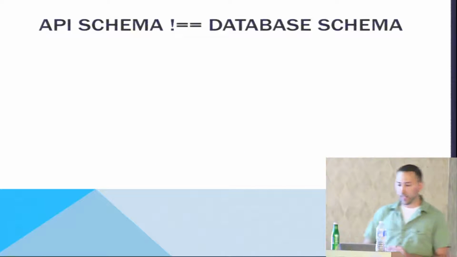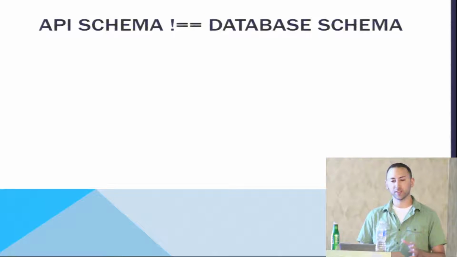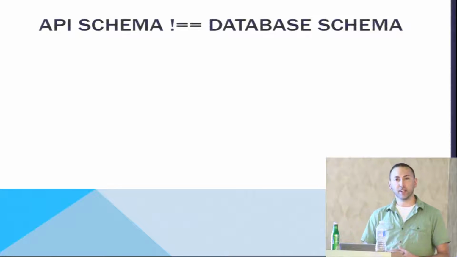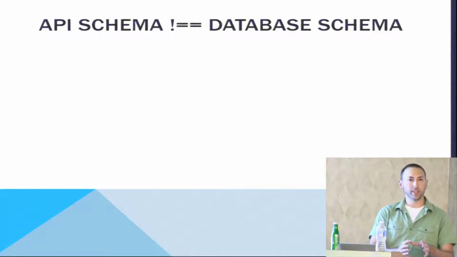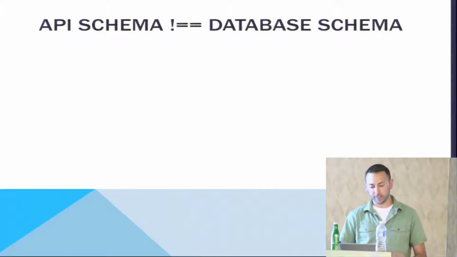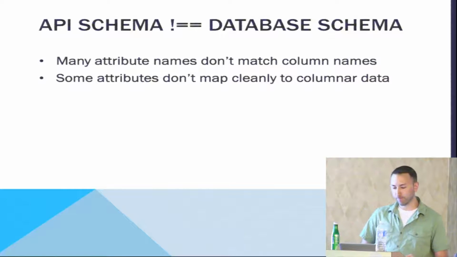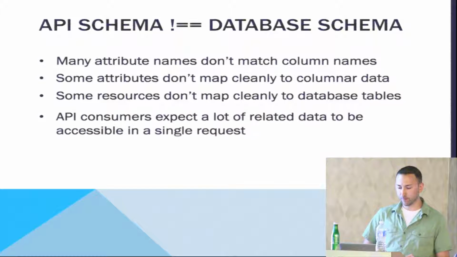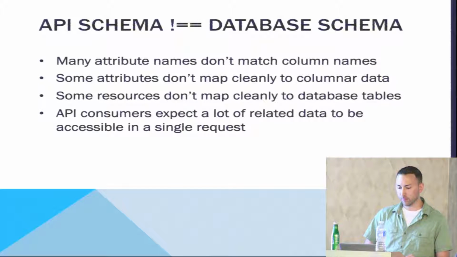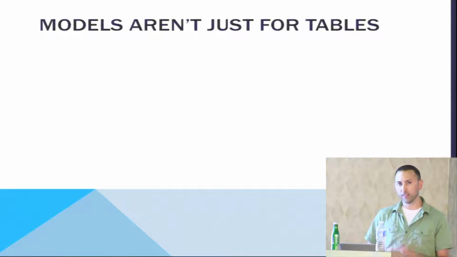So I mentioned this, but API schema is not the same thing as database schema. Resources are supposed to be easily consumed by an API user, and that often means giving them a lot of related data, sometimes not giving them attributes that exactly match the fields in your database. So what we came to find and accept is that models aren't just for tables.